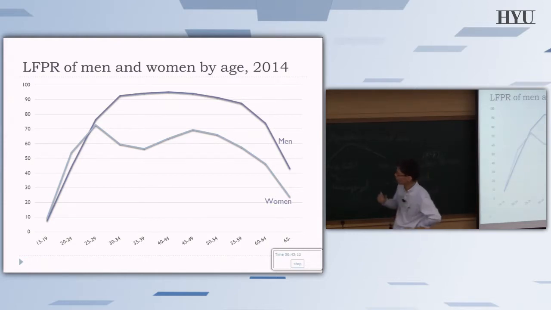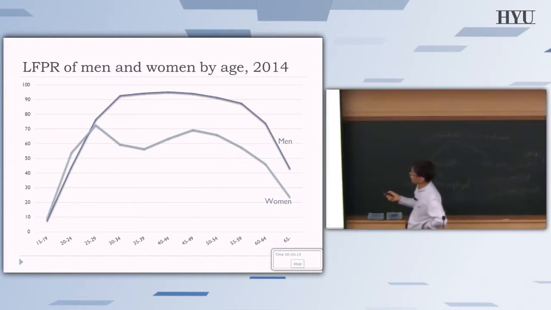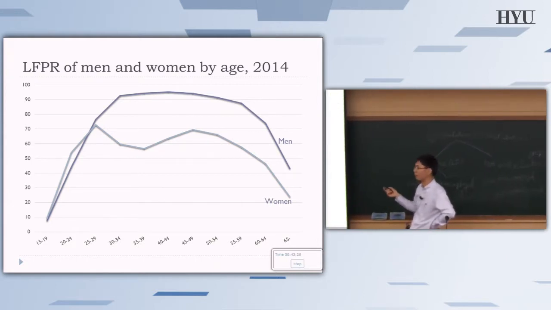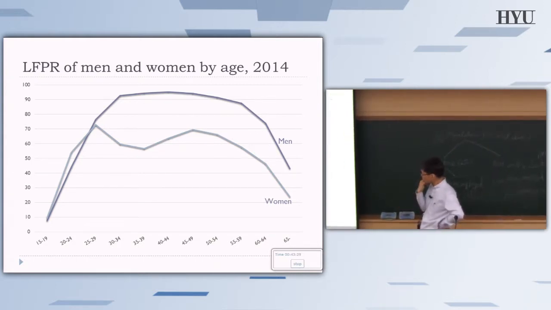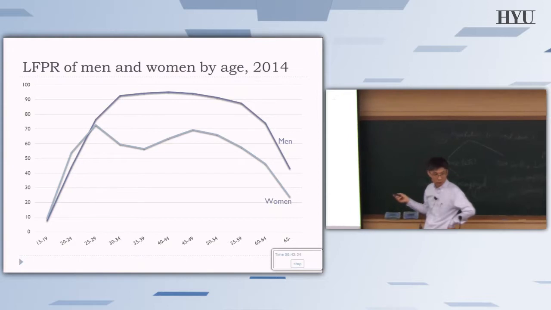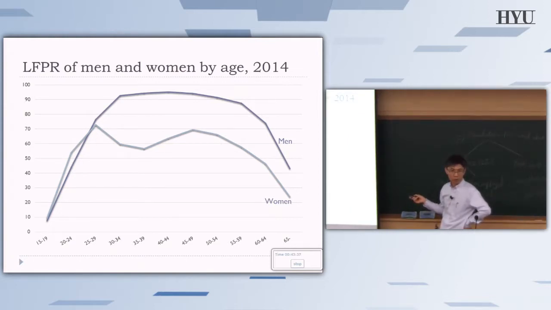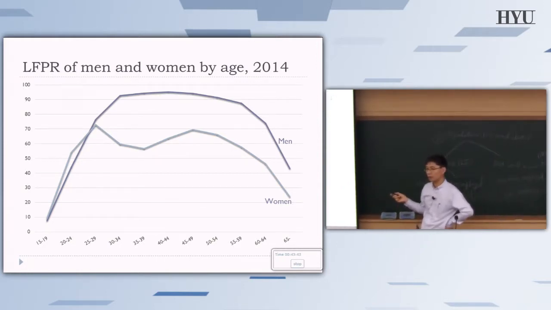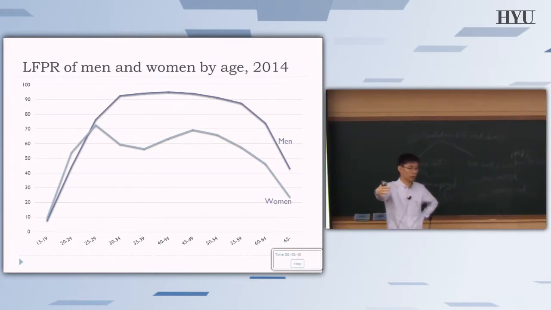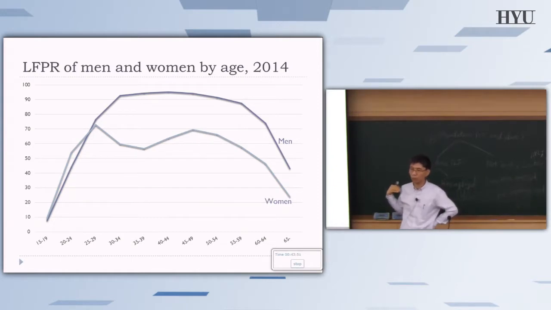So in women's case, it's not that simple, like men. We call it an M-shape curve. Obviously, it looks like the letter M. So this M-shape curve has this part, the dipping of the labor force participation rate. It means that quite a substantial percentage of women have an interruption in their labor market experience. They drop out of the labor force and then go back in.